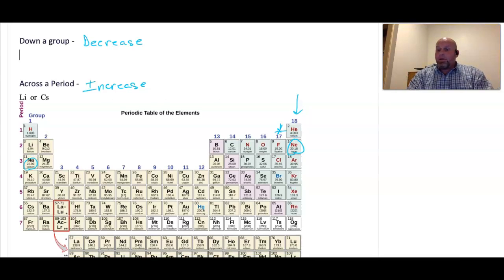So let's look at an example here. If I wanted to know which of these two atoms would have a higher first ionization energy. Okay, so here's the application part. So there's my lithium, and here is my cesium. Ionization energy, we said, decreases as we move down a group. So lithium would have the higher first ionization energy.